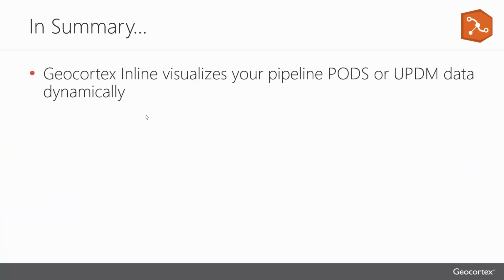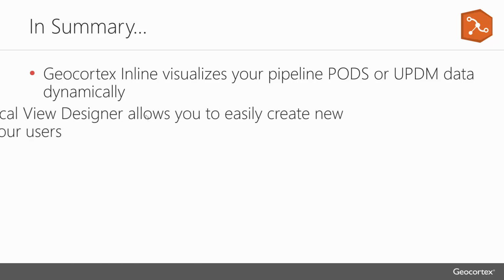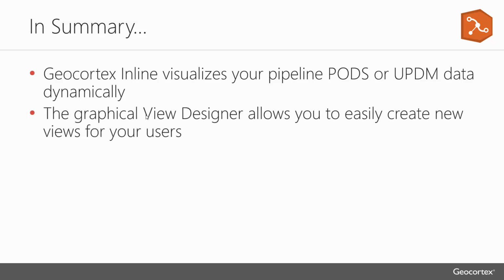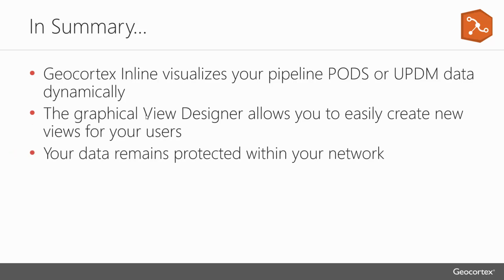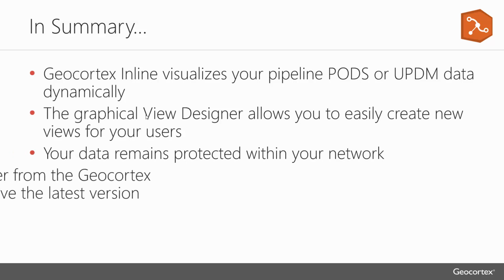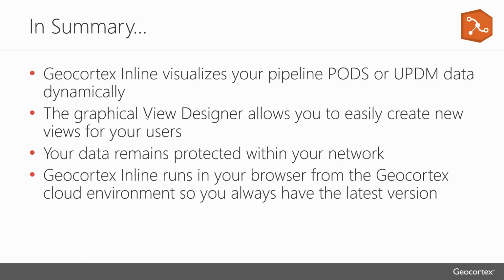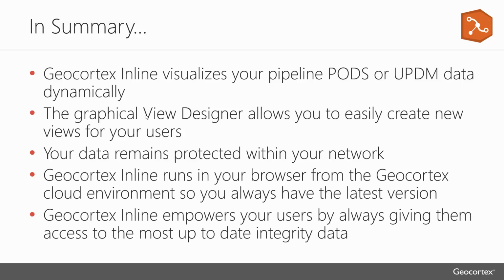So in summary, Geocortex Inline visualizes your pipeline pods or UPDM or any data model as long as it's linear referenced dynamically. The graphical view designer allows you to easily create new views for your users. Your data always remains protected within your network. The Geocortex Inline runs in your browser from the Geocortex cloud environment, so you always have the latest version. And Geocortex Inline empowers your users by always giving them access to the most up-to-date integrity data.